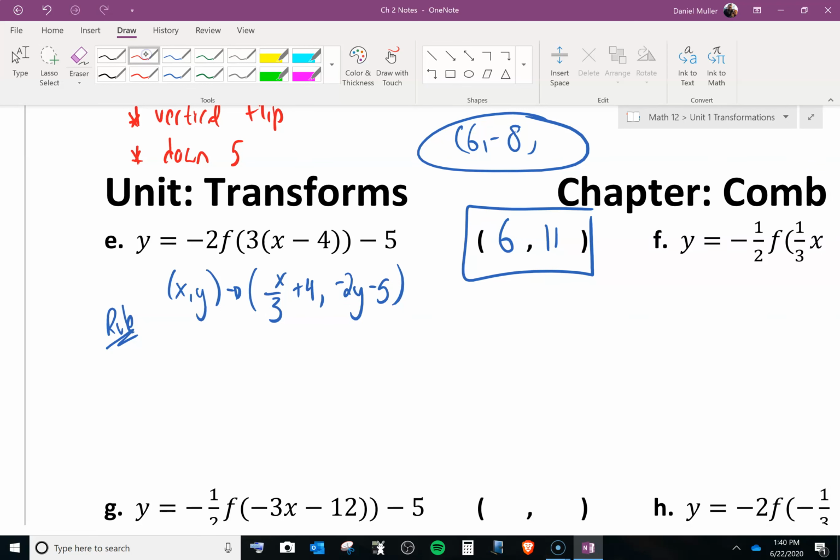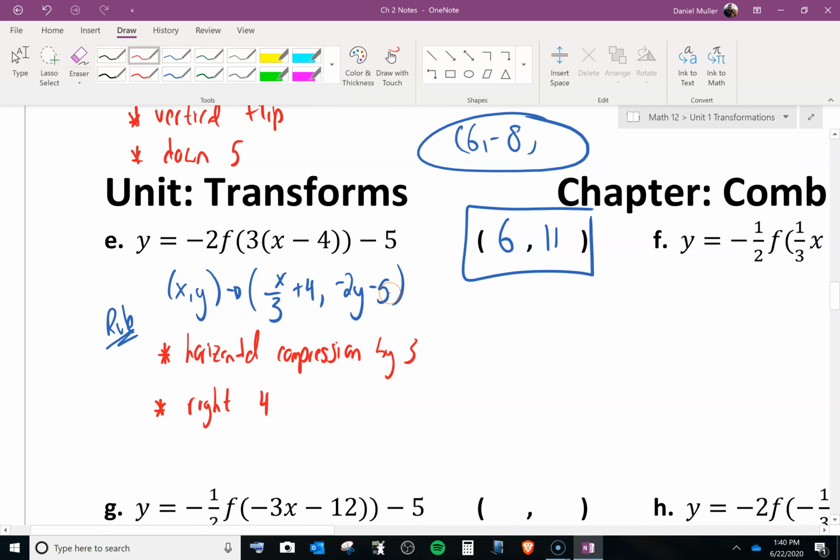And there's a bunch of transformations. I'll just do this one right now. I don't know if I'll do them all. But let's deal with the horizontal stuff, the x's. So I am dividing by 3, so I'll say it's a compression. Because I'm dividing by 3, I'm making it smaller, so I'm compressing it. Horizontal compression by 3. And we're going right by 4, because you're adding 4 to the x's.